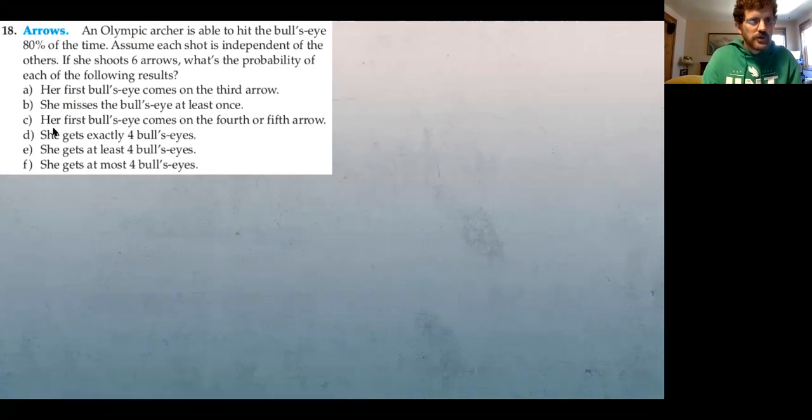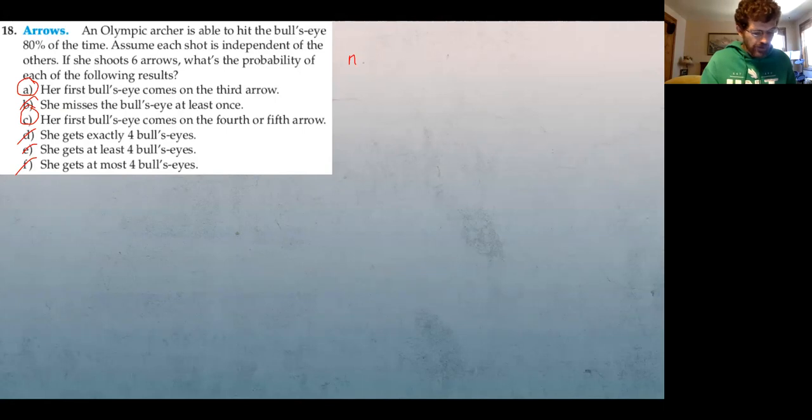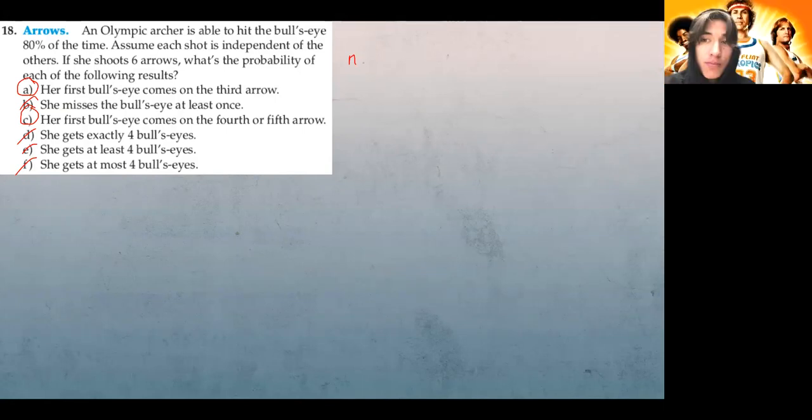So we've got the first one. We've already seen this problem, but now we're only gonna look at A and C. In this one, it says, what's the probability that her first bullseye comes on the 3rd arrow? So what do we got here? What do we need to do? 0.2 times 0.2 times 0.8. That can be done, that would get us the answer.